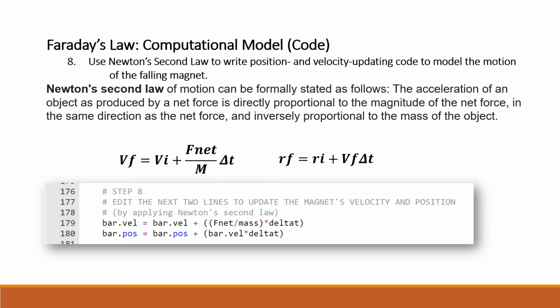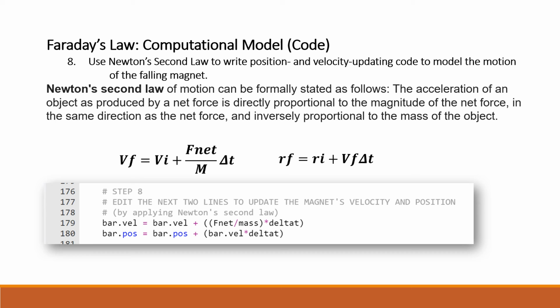Lastly is step 8, which is use Newton's second law to write position and velocity, updating code to model the motion of the falling magnet. We know that Newton's second law states the acceleration of an object as produced by a net force is directly proportional to the magnitude of the net force, in the same direction as the net force, and inversely proportional to the mass of the object. So therefore we got the equation: velocity final is going to be equal to velocity initial plus the net force over the mass times delta t.